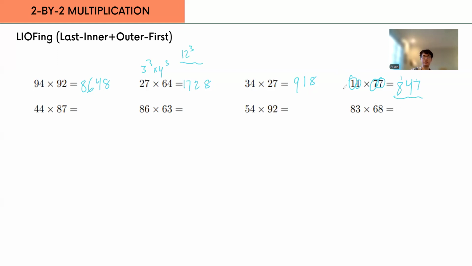Another way you could do this is the regular trick. So you have 7, 14 in the middle, and then 7 on the outside. And then this 1 carries over, which becomes 847, right? So you could also do that.